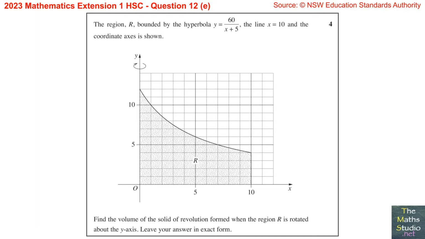Question 12, Part E. The region R, bounded by the hyperbola y equals 60 over x plus 5, the line x equals 10 and the coordinate axes is shown. Find the volume of the solid of revolution formed when the region R is rotated about the y-axis. Leave your answer in exact form.